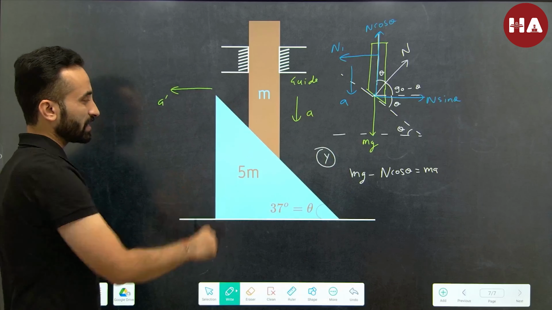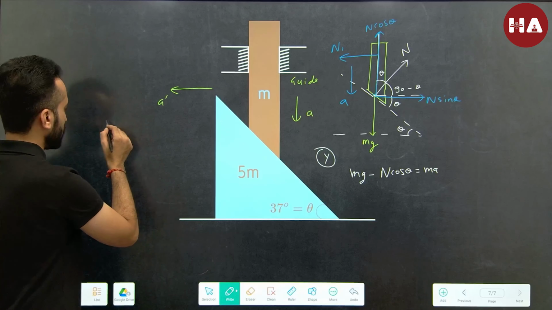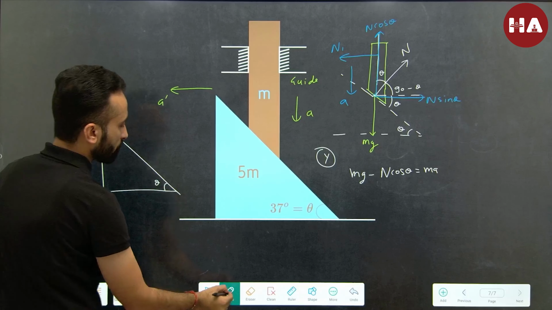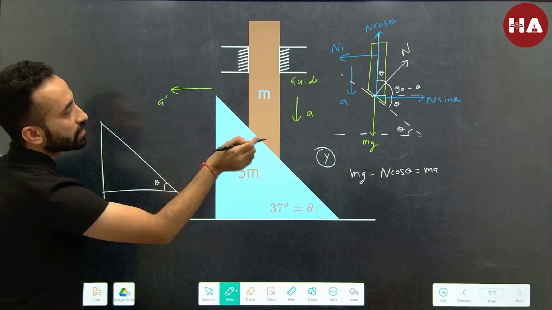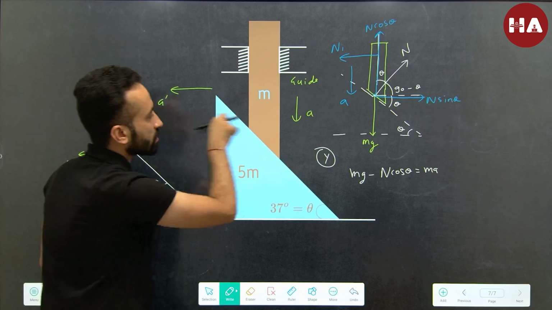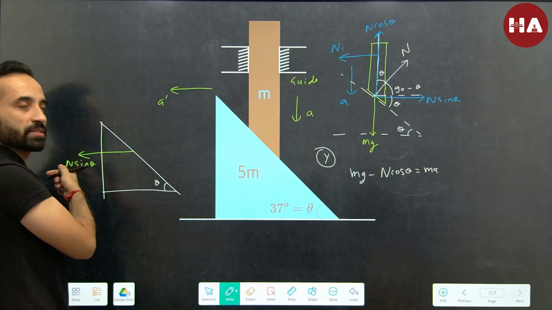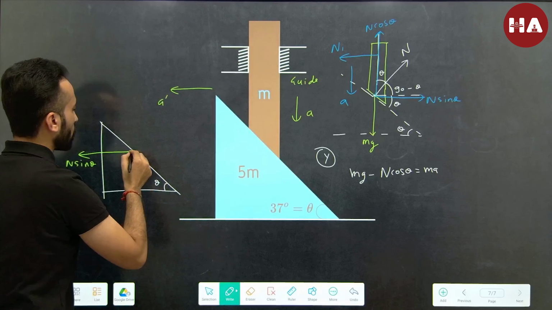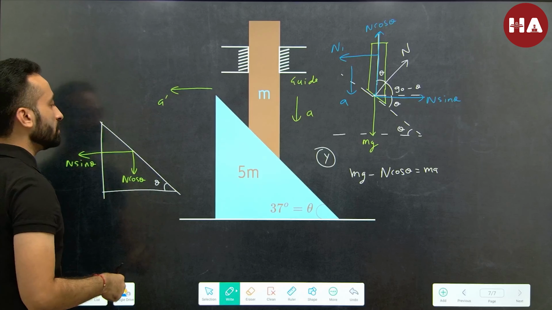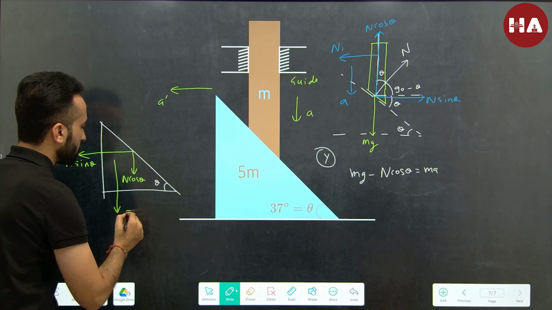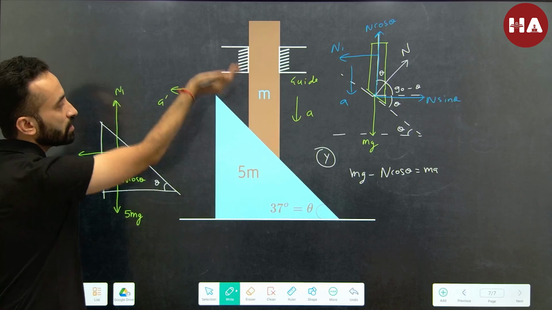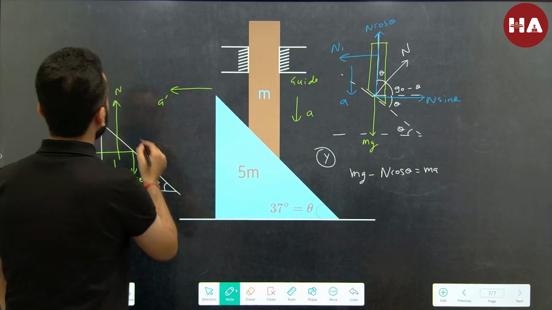Now let's talk about 5M. Let's draw the free body diagram of 5M very quickly. What are the forces acting now? If it is pushing this block by N sin theta, it will get a reaction in the opposite direction. If it is pushing the block N cos theta upwards, then it will get the same N cos theta downward. What is the other force? Of course, there is gravity, 5mg. And what is the other force? This is the normal contact due to the ground. Let's call it N2.